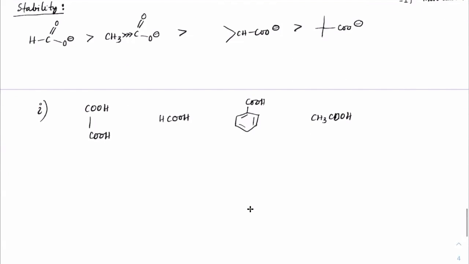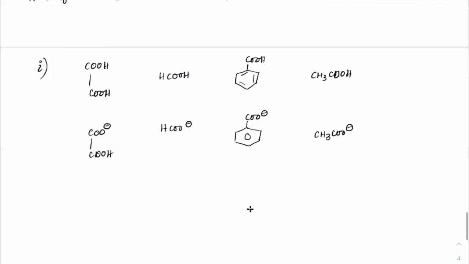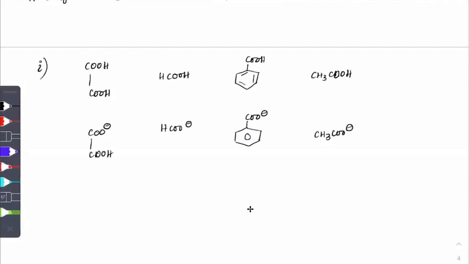Correct? Let me put the conjugate bases for all of them. CH3COO minus, HCOO minus, here benzoate, C6H5COO minus, acetate, CH3COO minus. What are the effects we can see here now?